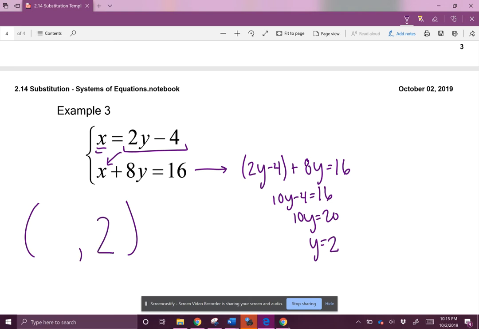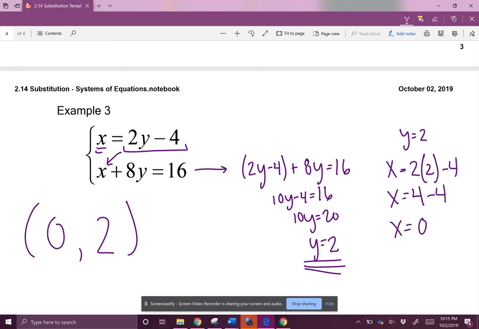Now I'm trying to figure out my x coordinate. We're going to take this and substitute it into either equation. It doesn't matter. I'll do the top equation. So if y equals 2, I've got x equals 2 times 2 minus 4. 2 times 2 is 4, minus 4. x must be equal to 0. So that is our solution to this system.